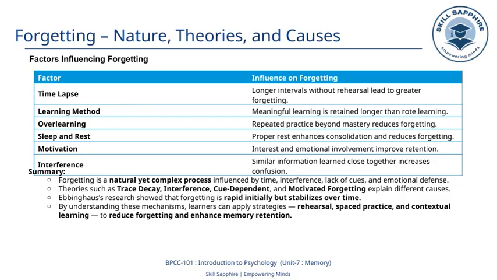Now, if we look at the bigger picture, forgetting is a natural and complex process influenced by multiple factors including time, interference, cues, and emotional states. Several theories like trace decay, interference, cue-dependent, and motivated forgetting help explain why forgetting happens in different ways. For example, Ebbinghaus's research showed that forgetting happens rapidly at first, but then stabilizes over time. Understanding these mechanisms allows us to adopt strategies such as rehearsal, spaced practice, and learning in different contexts. These approaches can significantly reduce forgetting and help us retain information more effectively.